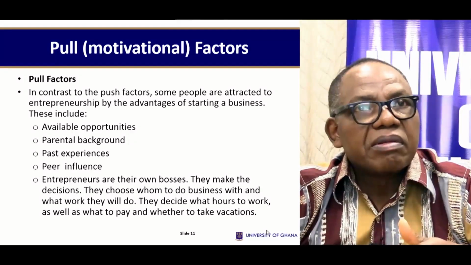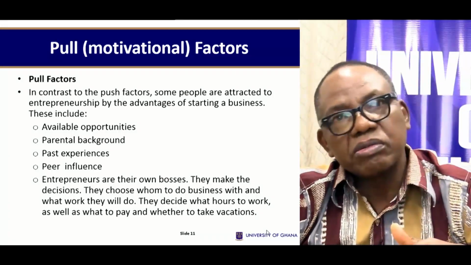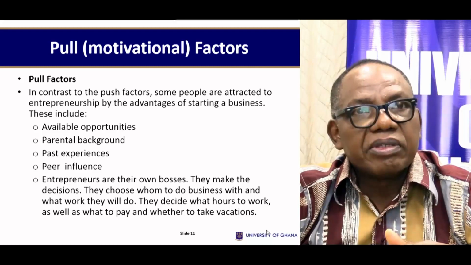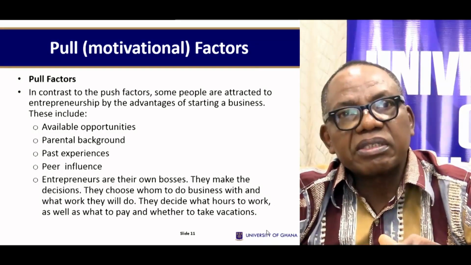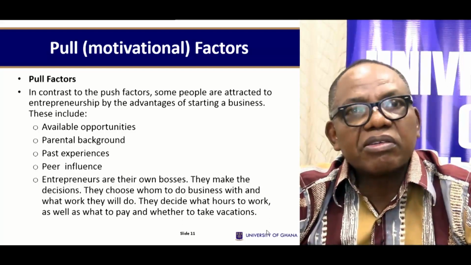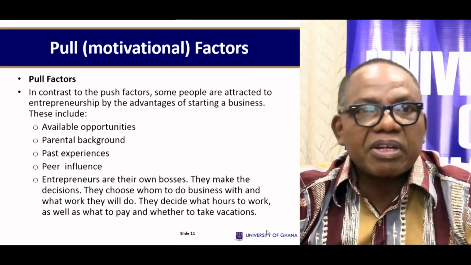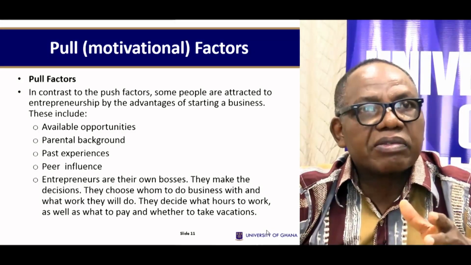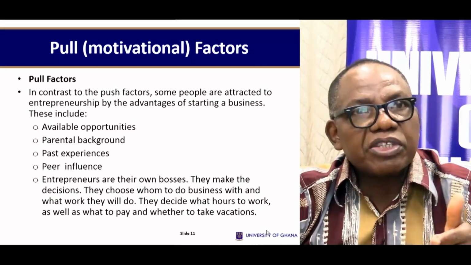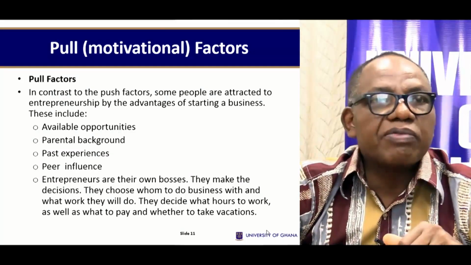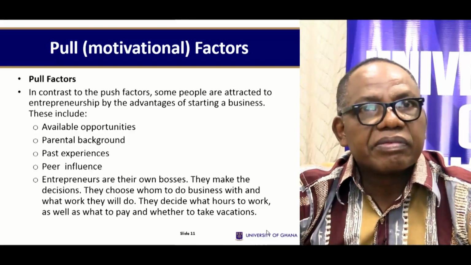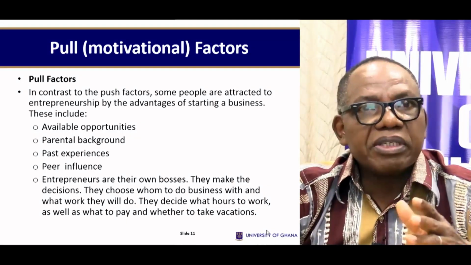Such as parental background, your parents were so and so, so also must be you. It's pulling you. Your past experience of workplace, you see this most oftentimes, retired bankers set out and also have banking companies. Retired educationists normally have schools. So these are their pull factors because of past experiences. Another pull factor is peer influence. Colleagues influencing you to do something. If your friend has done it, you also want to do it. And that comes under what we call peer influence. Colleague influence, roommate influence.